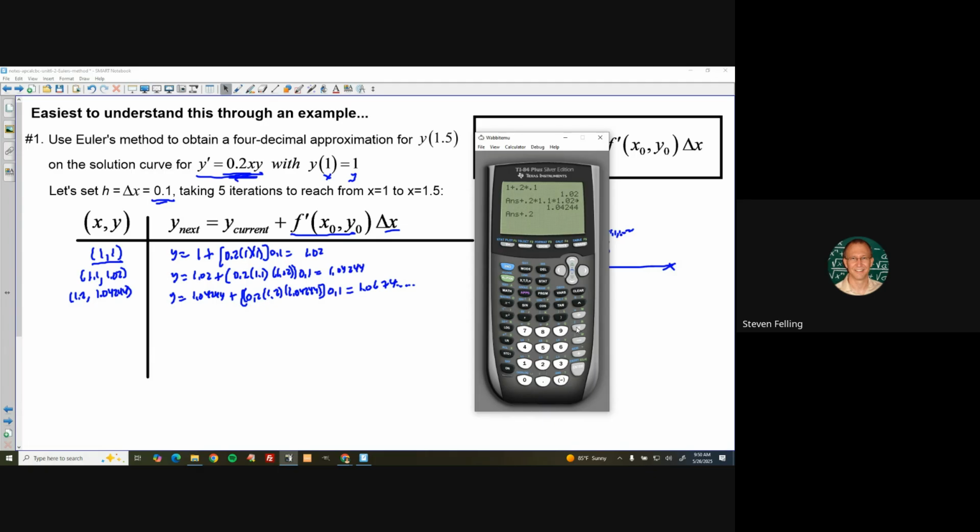0.2 times 1.2 times 1.04244 times 0.1, and that gives me this 1.0674 number. Now it's getting pretty long, so usually at this point I would write some of it out and put dot, dot, dot, and then I would also do that here.